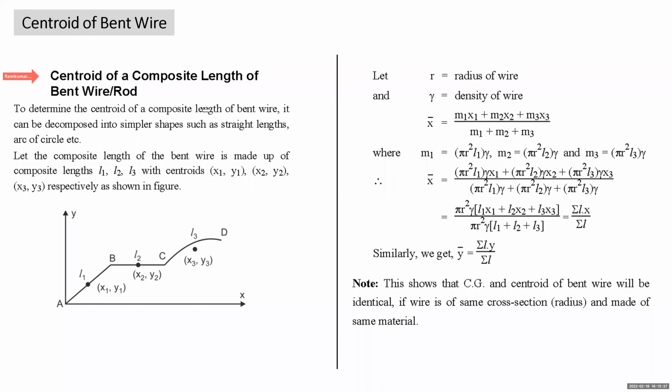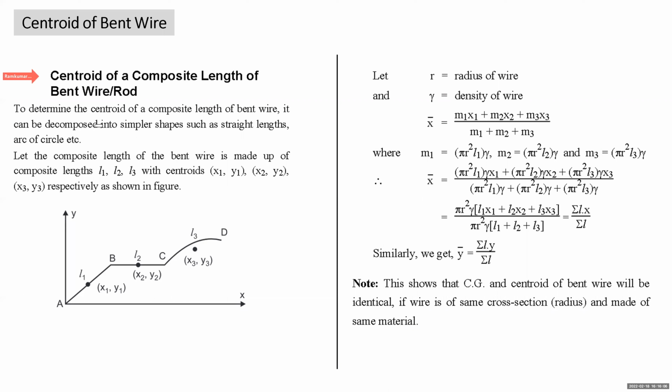Hello students, in this lecture we'll learn how to find the centroid of the composite length of bent wire or bent rod. In my initial lectures we had learned how to find the centroid of the composite area or the centroid of a lamina of uniform thickness. Now we will learn how to find the centroid of a wire of uniform size, made up of one material, which is bent into a certain shape.